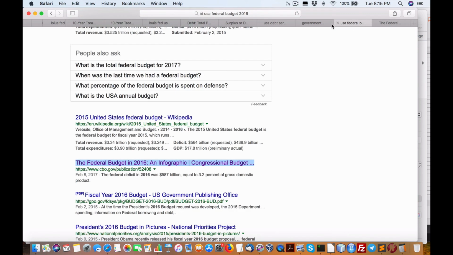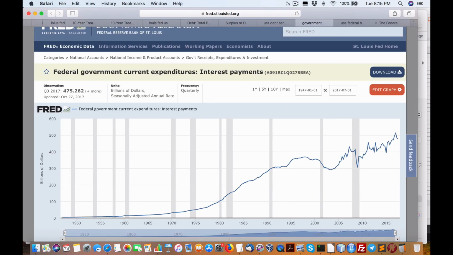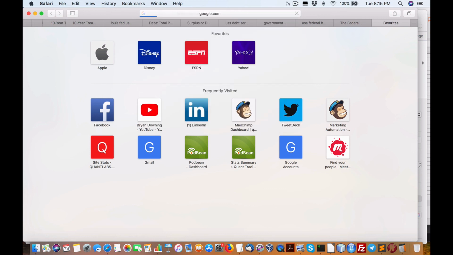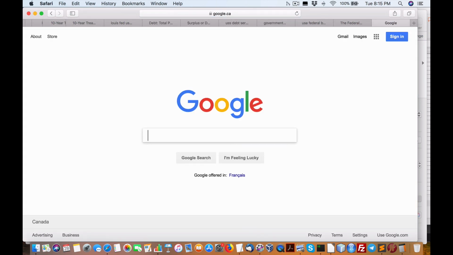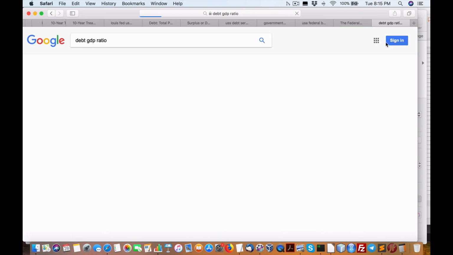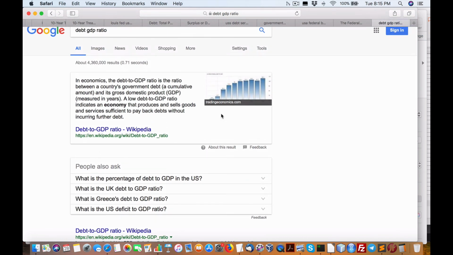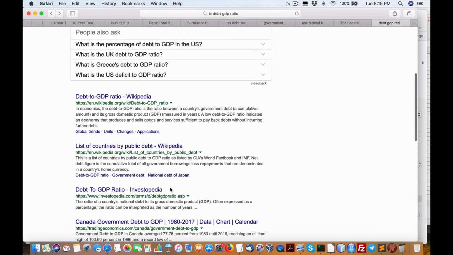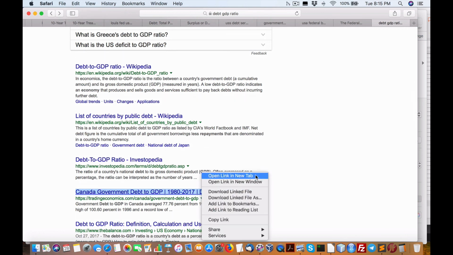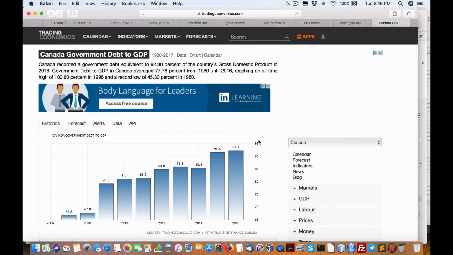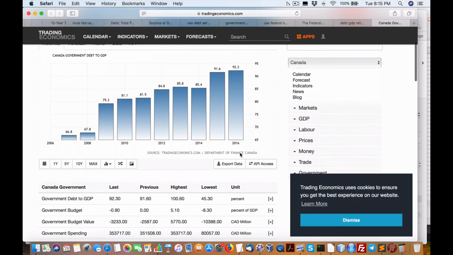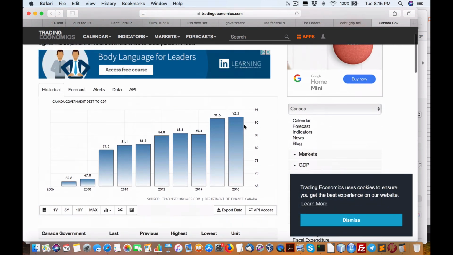Anyways, let's go back to something else. So if we go to our Google and look up something called debt GDP ratio, and I'll show other countries as well, just to show you comparables. So we see the reasons why the debt to GDP is going to be exceptionally high. So this is according to our friends over at Trading Economics. Now, let's see. 92.3 for 2016. Not good, man.